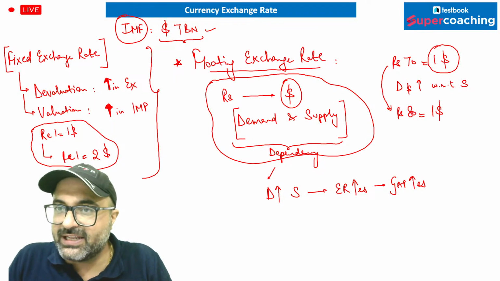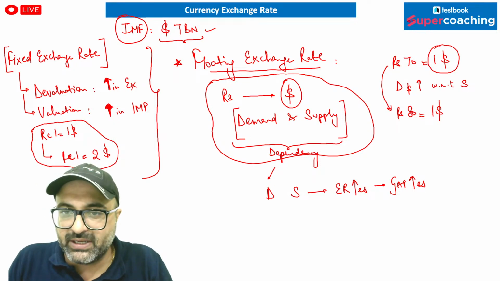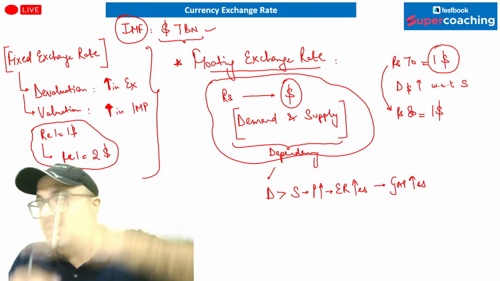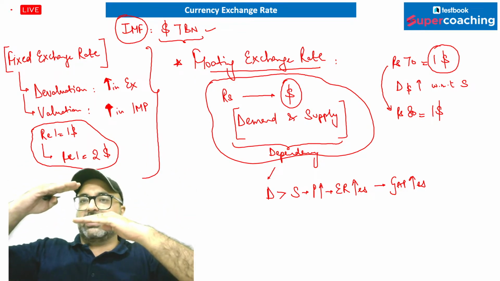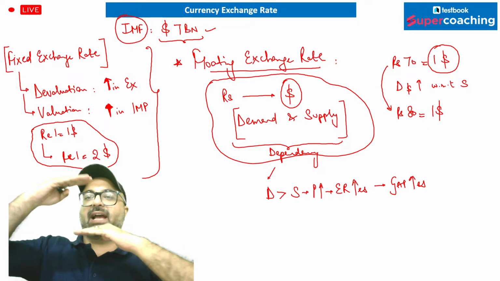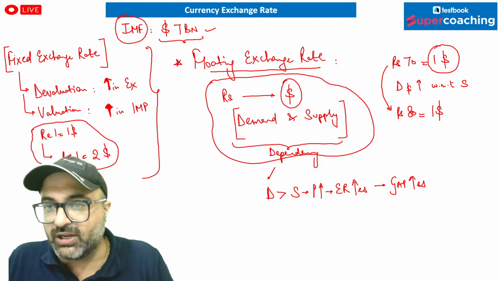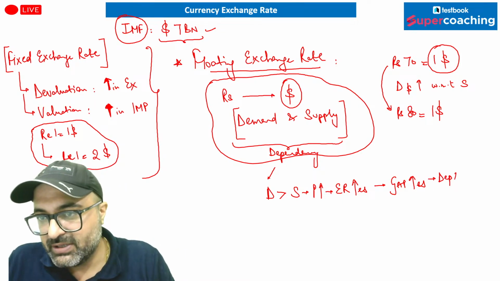If demand is greater than supply, we know this very well, price will increase. Price increase means exchange rate increases, which means the gap increases. Earlier the gap was 70 rupees and $1. Now the gap is 80 rupees and $1, which means you need 10 rupees more to purchase the same dollar. This is known as depreciation of currency.